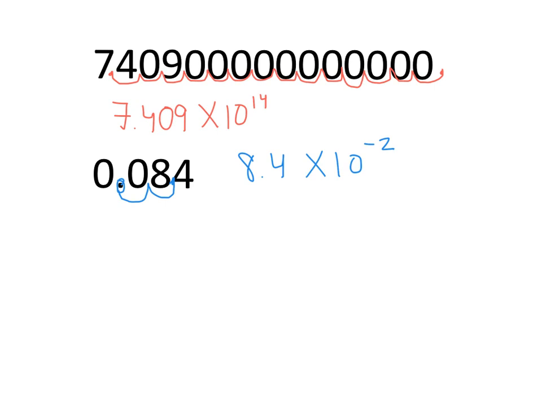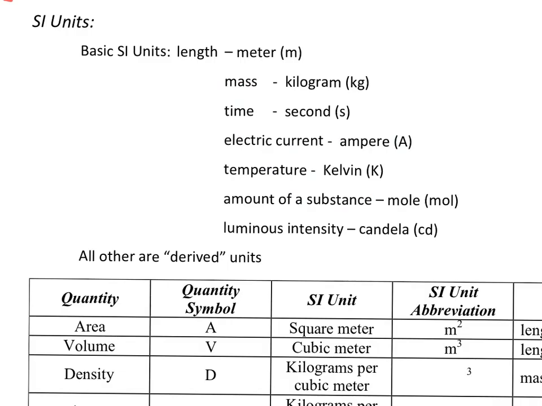So scientific notation is pretty easy. Just review it. Make sure that you know how to do it. Our next topic is SI units. So SI units are units that are agreed upon internationally to be used in science. And so in the US, we typically use the English system. So we use gallons, we use inches.